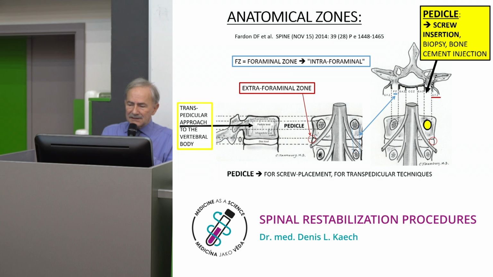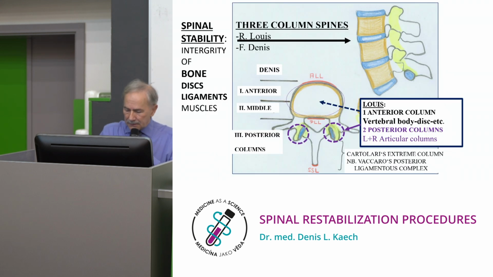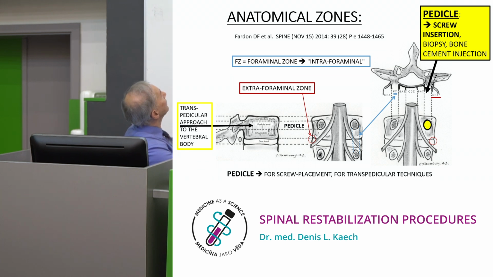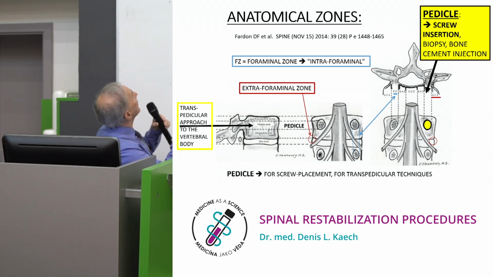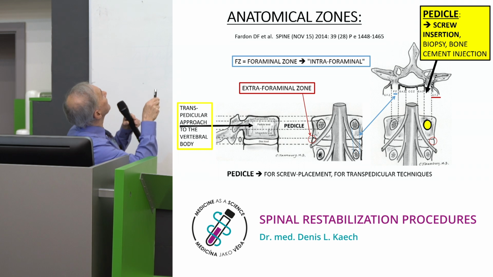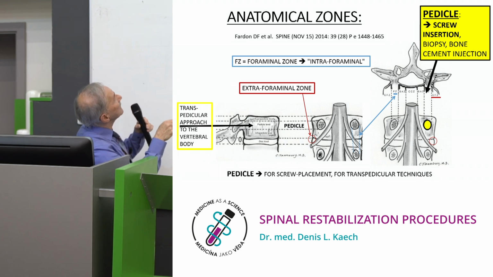When you look at the anatomy, probably it's easier to work with this one. The pedicle is essential. You have the vertebral body here, the disc, the vertebral body, that's the anterior column, and then you have the pedicle. And on the pedicle are the posterior elements with the articular processes, transverse process, lamina, and spinous process.